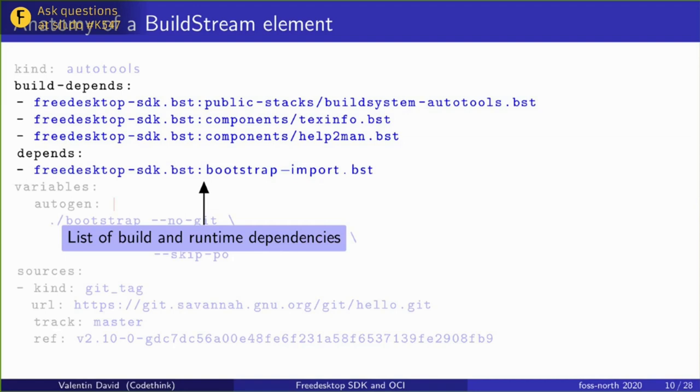So you see that the dependencies correspond to elements, the BST files, and those are imported from Freedesktop SDK. You see that we went through the junction element, freedesktop-sdk.bst, colon, the element that we want to get. If you want to use an element from the same project, you don't have to put the junction in front, you just use the name directly. This will be used by BuildStream to be able to build the sandbox for building, but also later if you want to run the project.